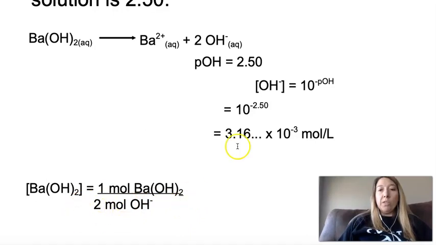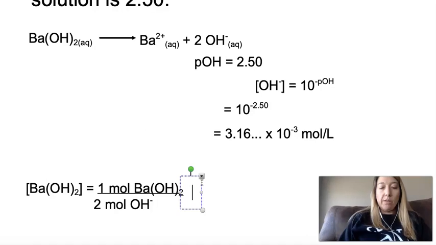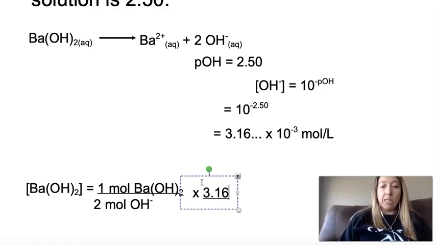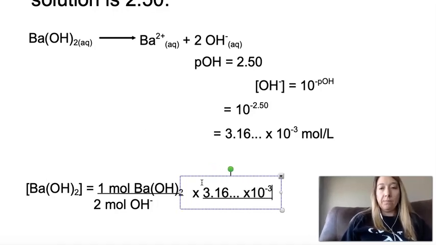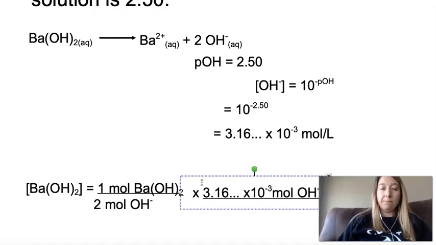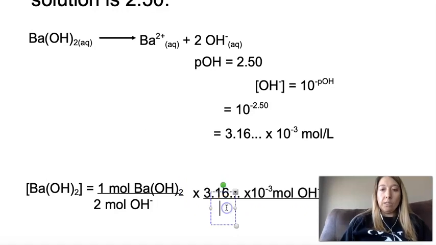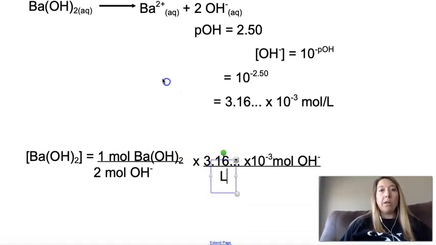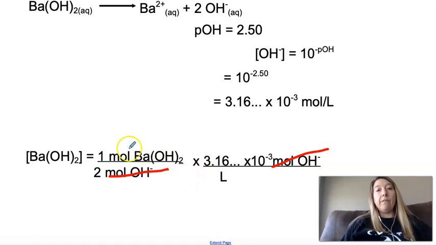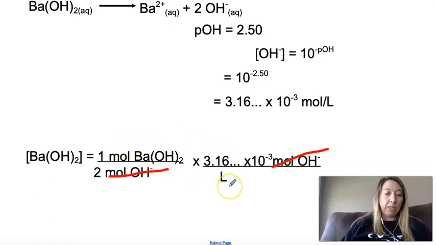To get rid of moles of hydroxide, we have moles of hydroxide right here in our concentration. So we are then going to multiply by that 3.16, making sure we're using that whole number, times 10 to the negative 3, moles of OH minus over liters. Again, take a look at our units. We can cancel out moles of hydroxide, and that's going to leave us with moles of barium hydroxide per liter.